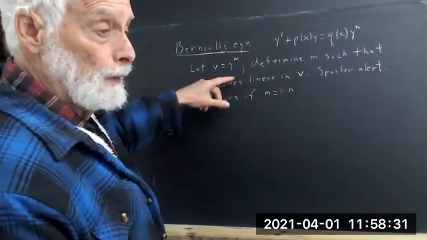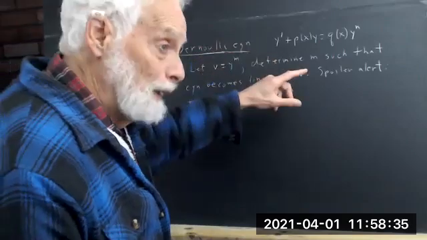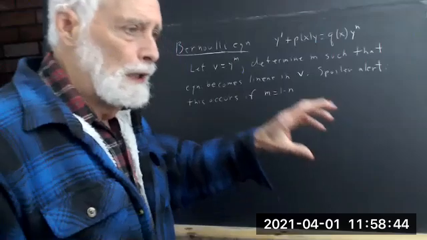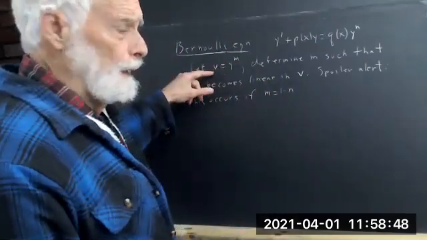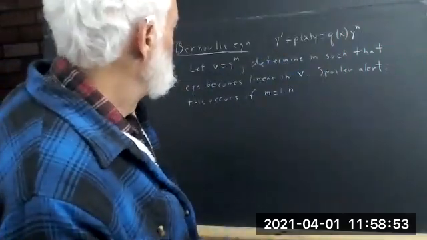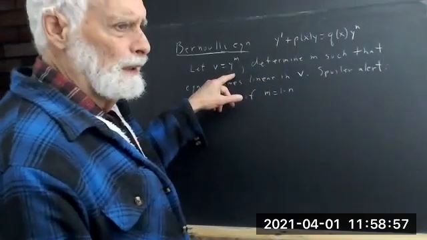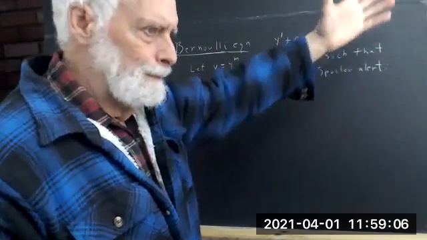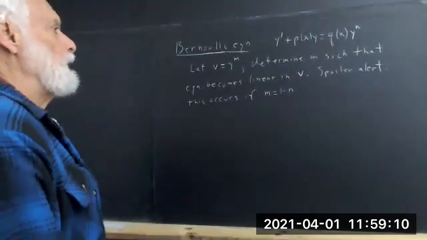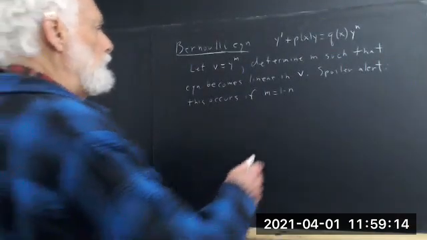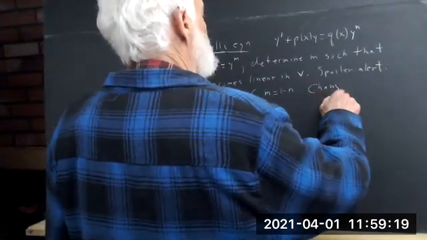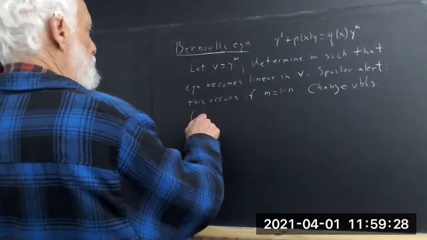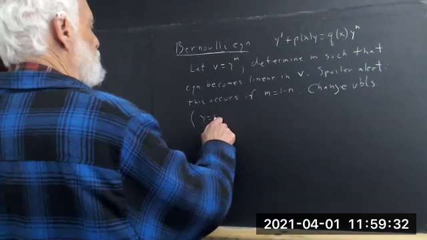Anyhow, a fairly straightforward process. You let v equal y to the m. So v prime is m y to the m minus 1. You solve that for y, and it's going to be a root of v, and substitute that in for y and so forth. Substitute v to the 1 over m for y and work it out. Anyhow, that all works. So then you just change variables, and the change of variables is that y equals v to the 1 over m.